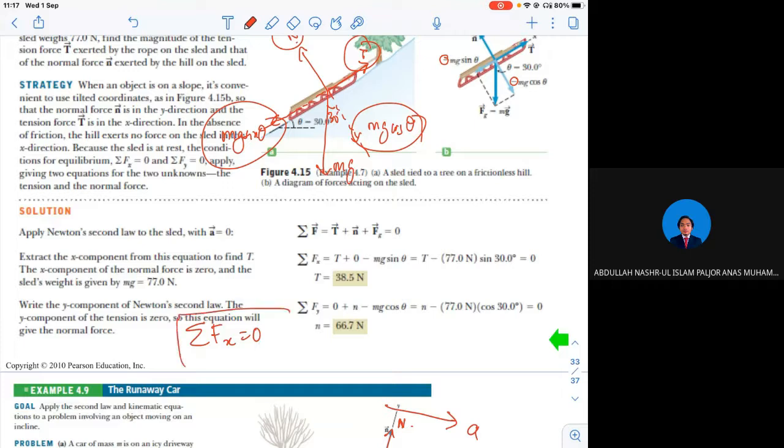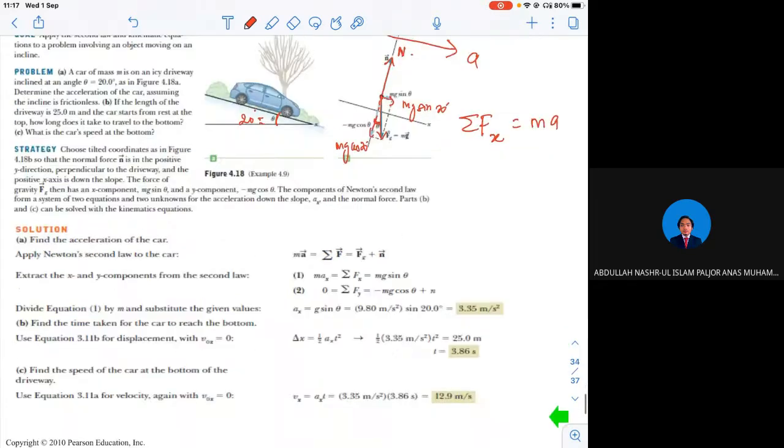Why? Because the acceleration is 0, the sled is not moving. But right now, the car is moving. So therefore, the sum of Fx equals ma. In Fx, we now have mg sine 20. So we put that as mg sine 20 equivalent to ma. Now you can cancel out m. So g sine 20 equals a. A is equivalent to 3.35 meters per second squared.